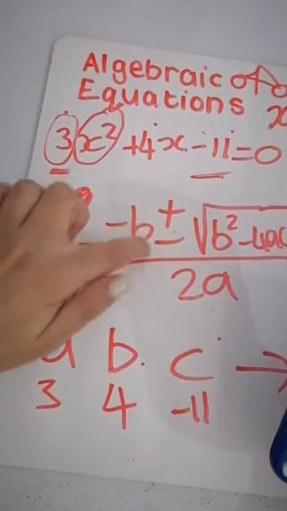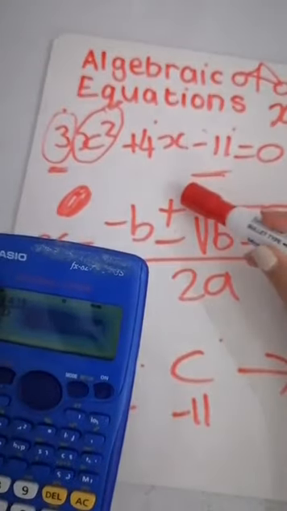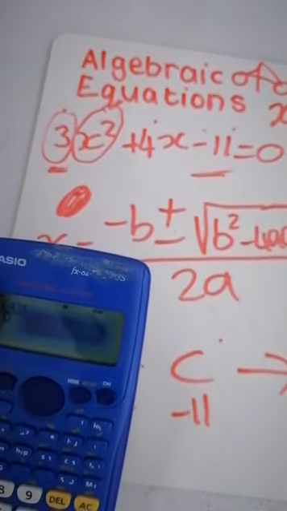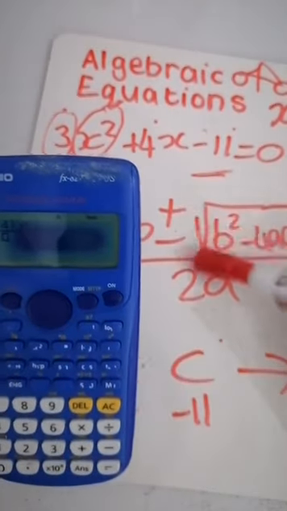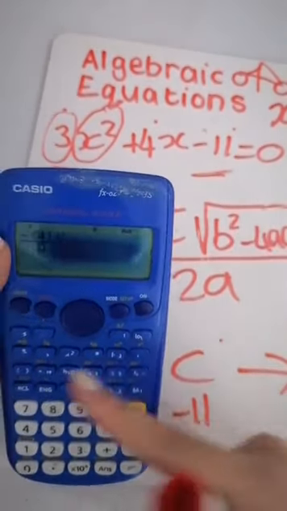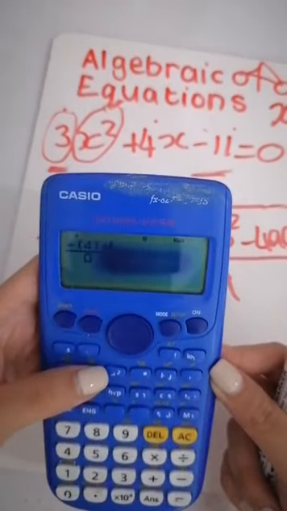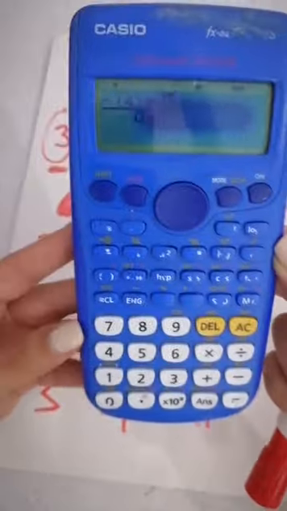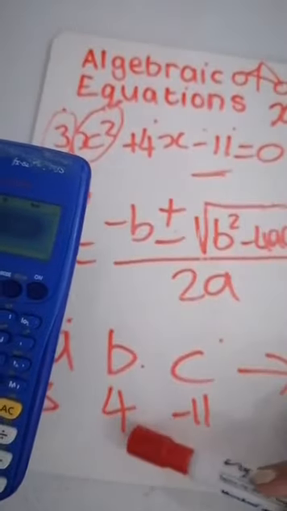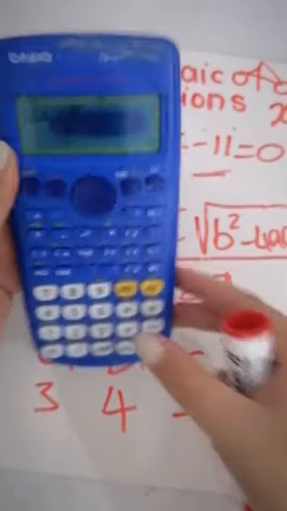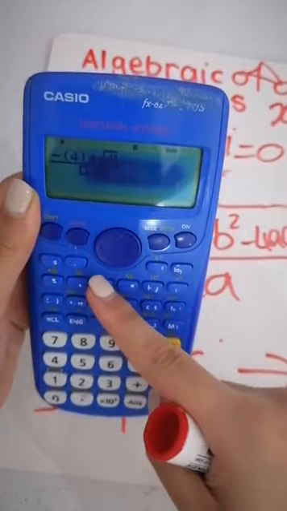Now, there's plus minus. So what we're first going to sort out is the plus, and in the next one we are going to do a minus. So let's put a plus sign over there, and then you'll see there's a square root. So all you do is you find your square root button, which is this one. Now, B squared. Here's B. So you're going to say 4. You're going to press the square button.